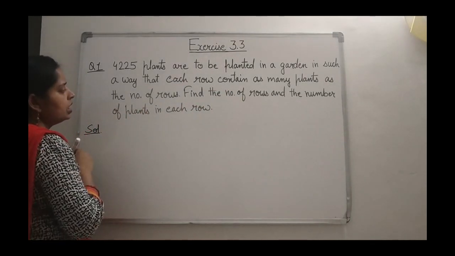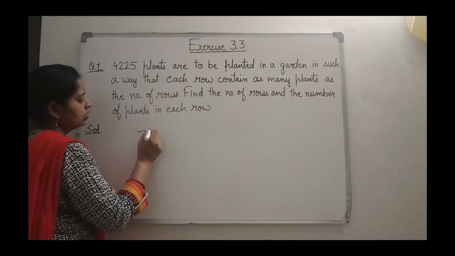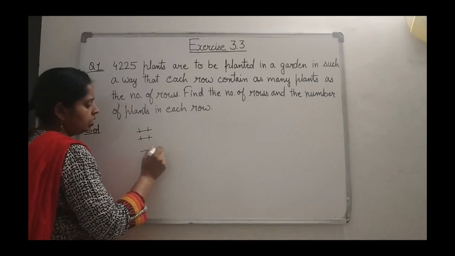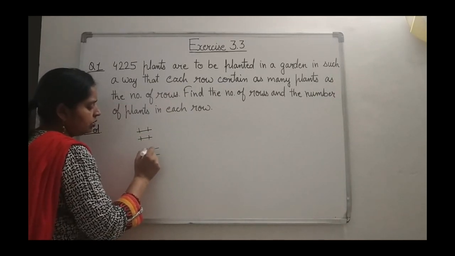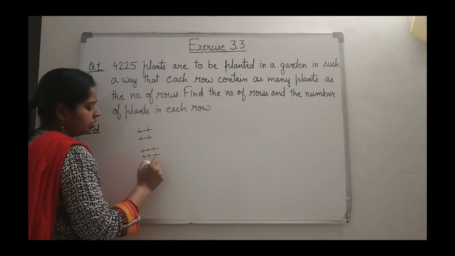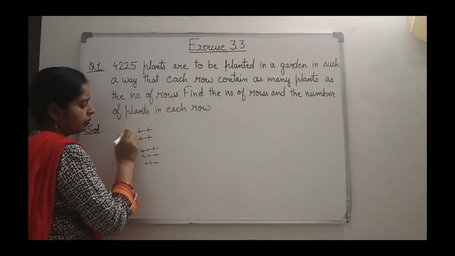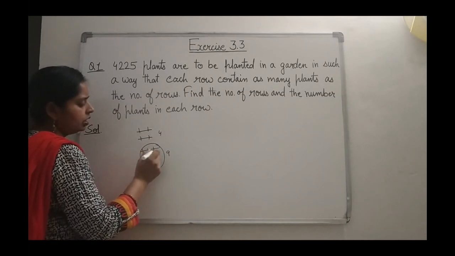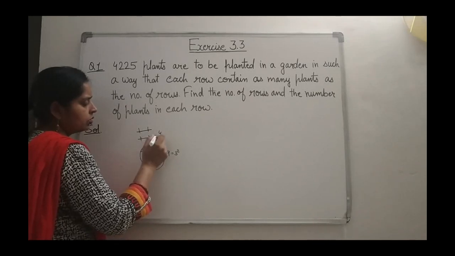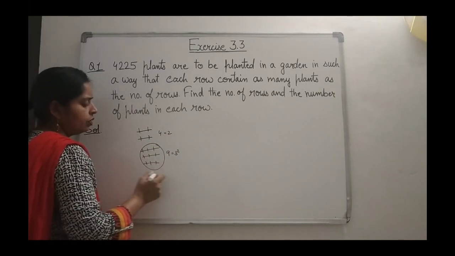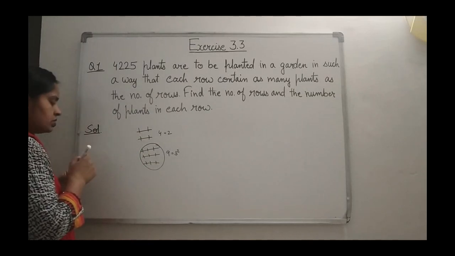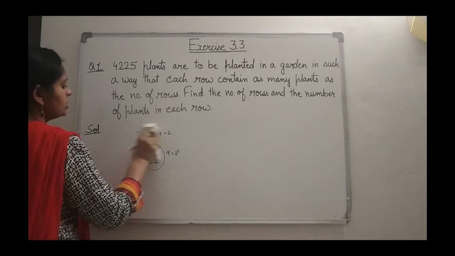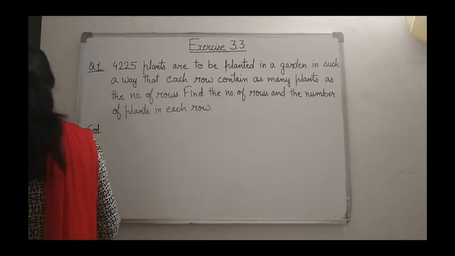Okay, so what the question is saying: if two rows are there, in each row 2 plants are there. If 3 rows are there, in each row 3 plants should be there. So in this you can see the total number of plants is 4, and then 9. Right? So 3 rows is 3 square, 2 rows is 2 square, and if 4 rows, then 4 square. The number of rows and the number of plants in each row are the same. Okay? Then see, what will we suppose accordingly?